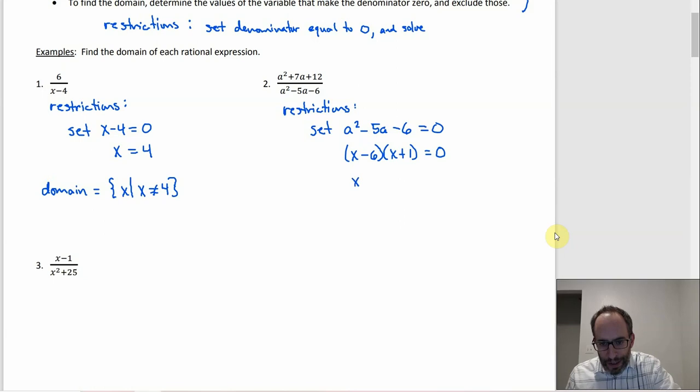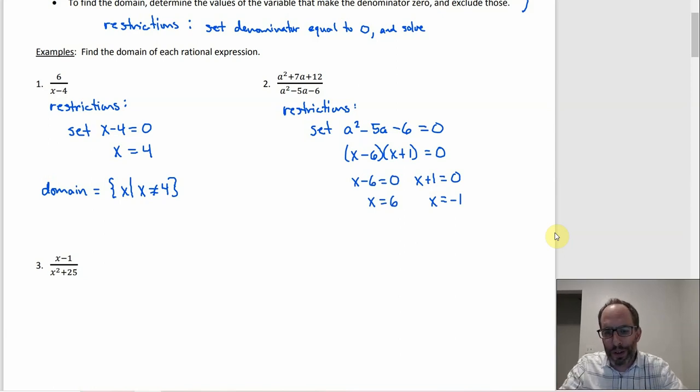And then zero product property, right? This is a thing that we just had very recently. So we can set x minus 6 equals 0 and x plus 1 equals 0. So either x is 6 or x is negative 1. Those are going to be our 2 restrictions. So everything except for that.